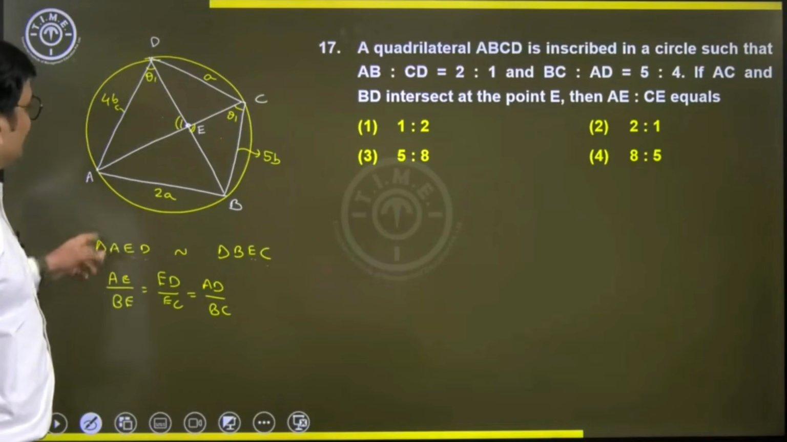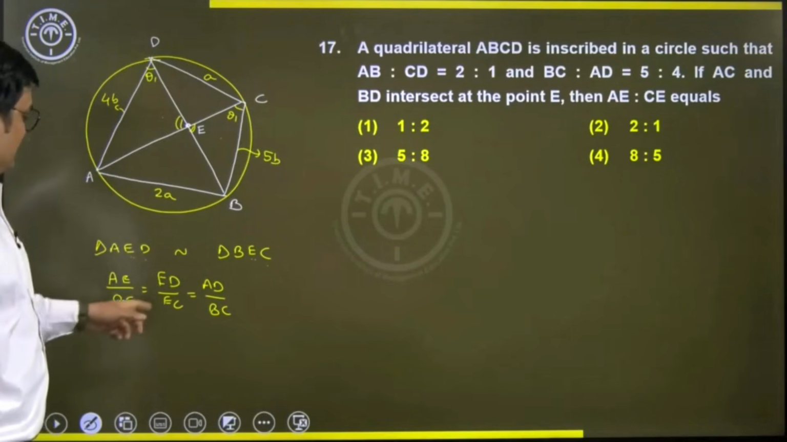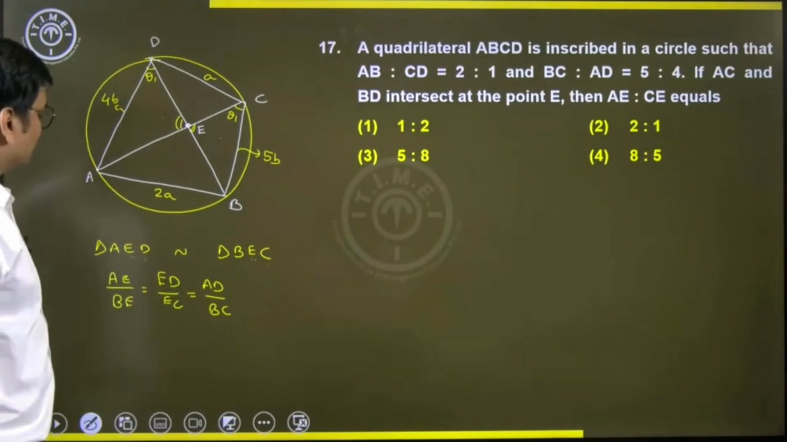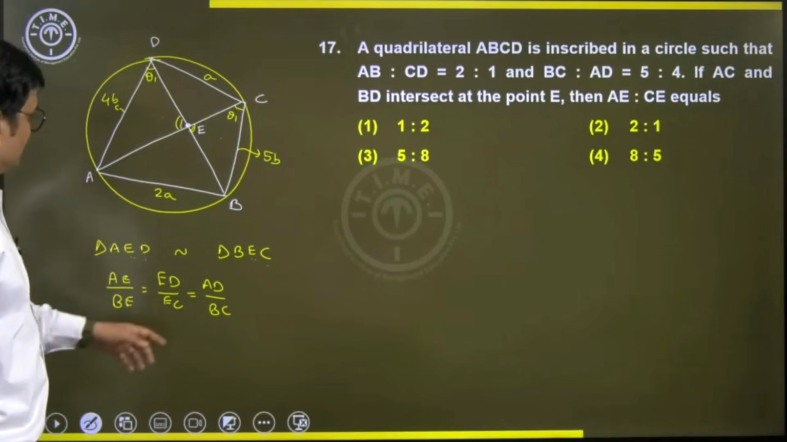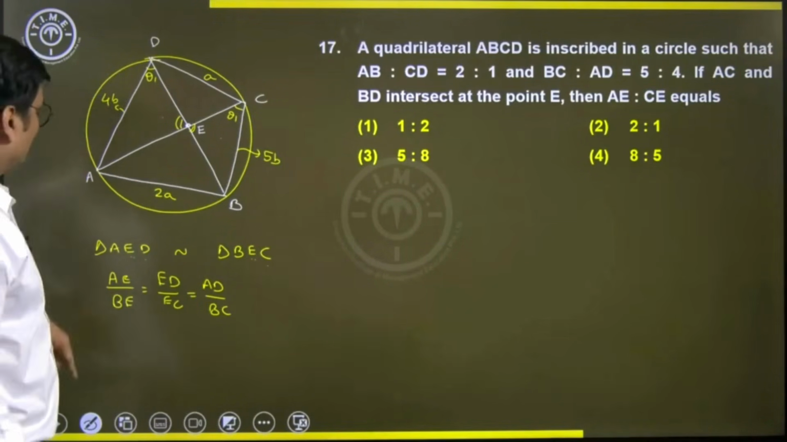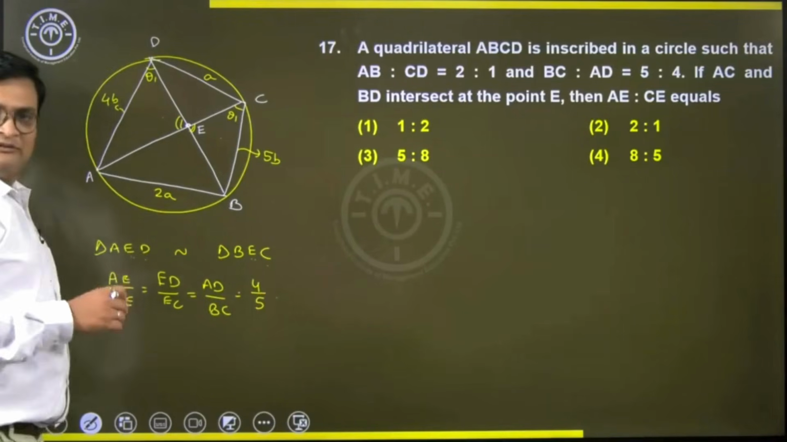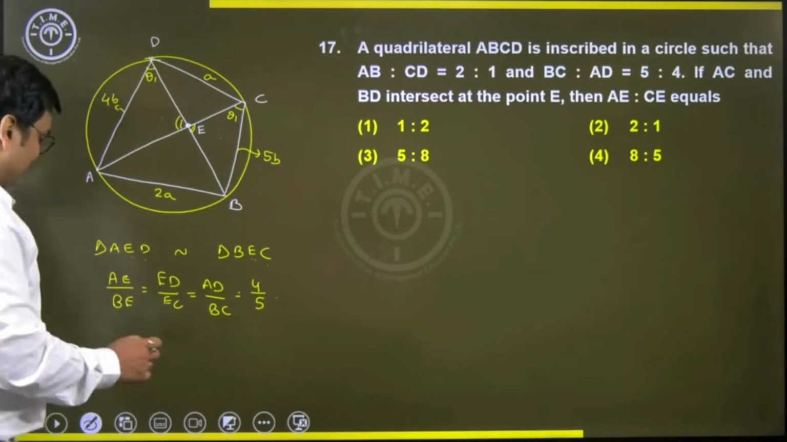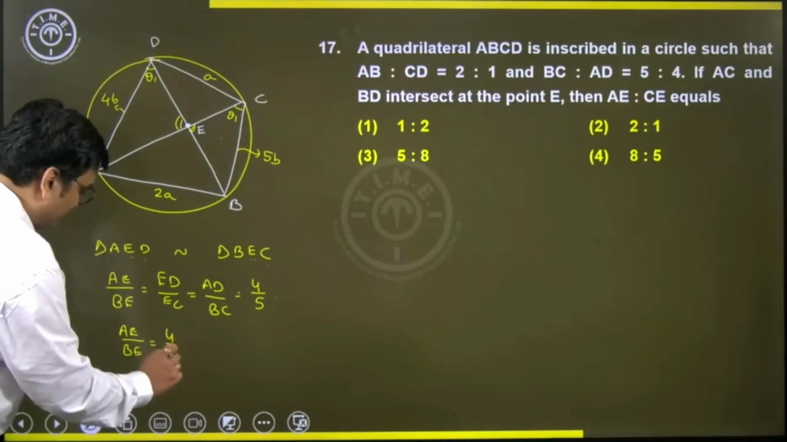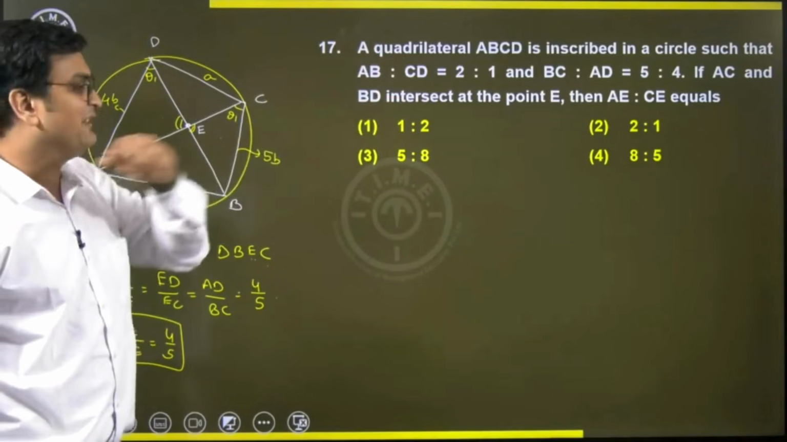And what are the values that we know? Do we know AE? No, we don't. Do we know BE? No, we don't know even that. But do we know ED? No, we don't even know that. And what about EC? Do we know EC? No, we don't even know that. AD? Yes, we do know that, 4. And BC? Yes, we know that. So this is 4:5. 4B by 5B, we know it is 4:5. So can I say AE by BE, I know it is 4/5. But the question is not about AE and BE. The question is AE and CE ratio. We have to figure that out.